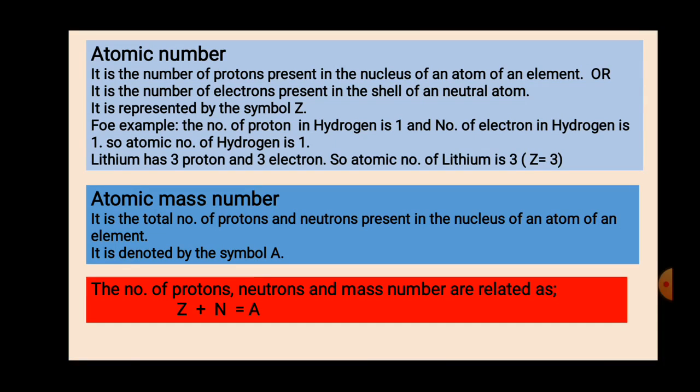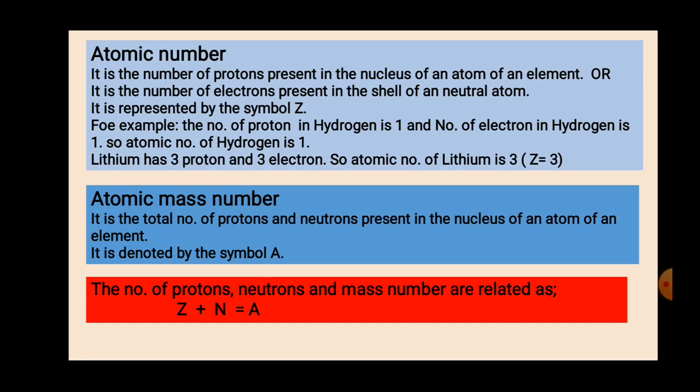Protons are present in the center of the nucleus of an atom. The atomic number is also equal to the number of electrons. Why is it considered so? Because an atom is electrically neutral, that's why the atomic number is also equal to the number of electrons.